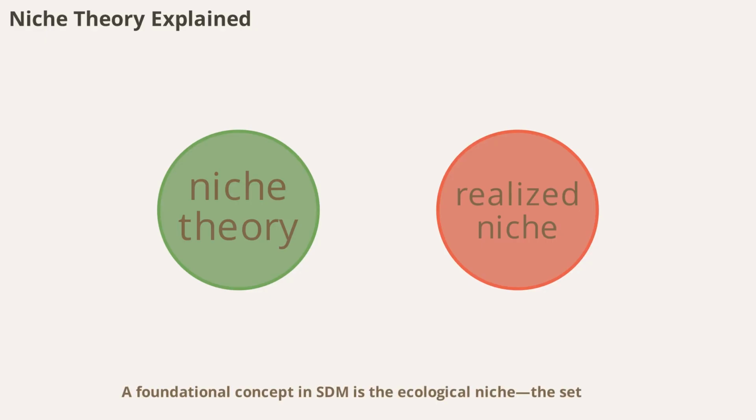A foundational concept in SDM is the ecological niche, the set of environmental conditions and resources that allow a species to persist. G. E. Hutchinson's view of the niche as a multidimensional space defined by environmental attributes is especially influential. The niche exists in niche space, while the biotope is its physical manifestation on the landscape. Importantly, the realized niche, a subset of the fundamental niche, reflects the influence of biotic interactions, dispersal limits, and disturbances. Understanding these concepts is key to interpreting SDM results.